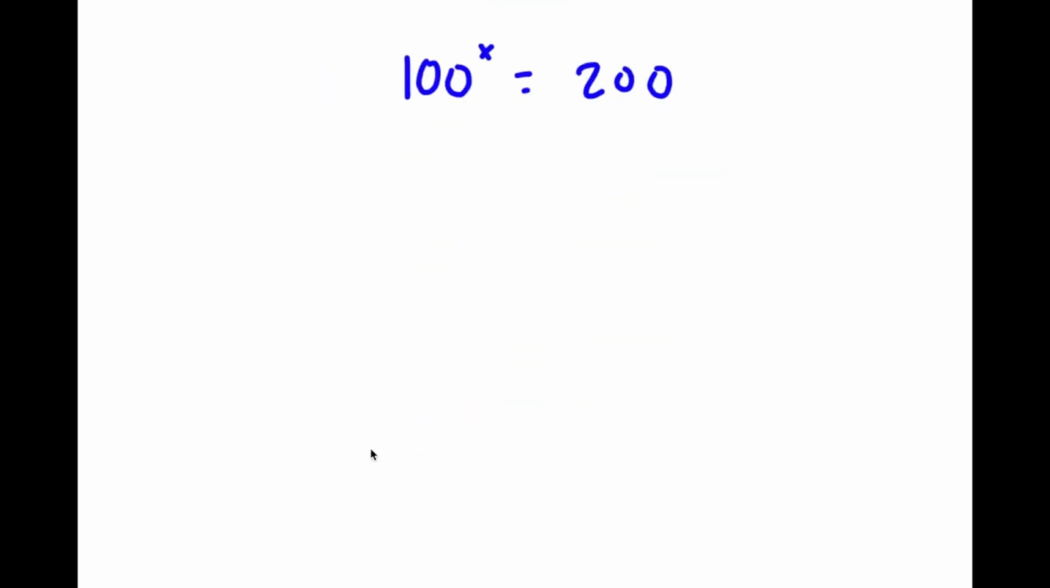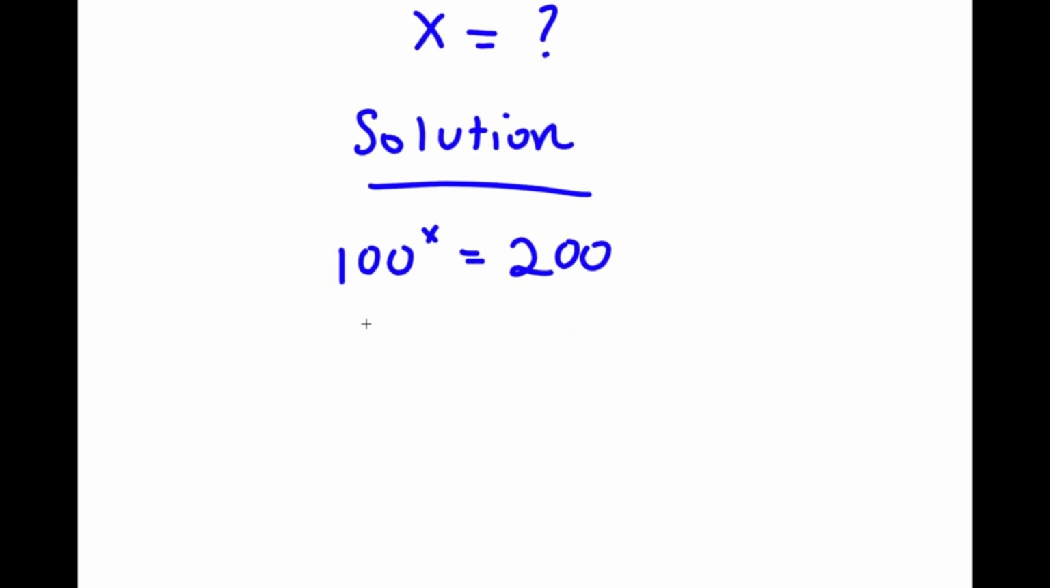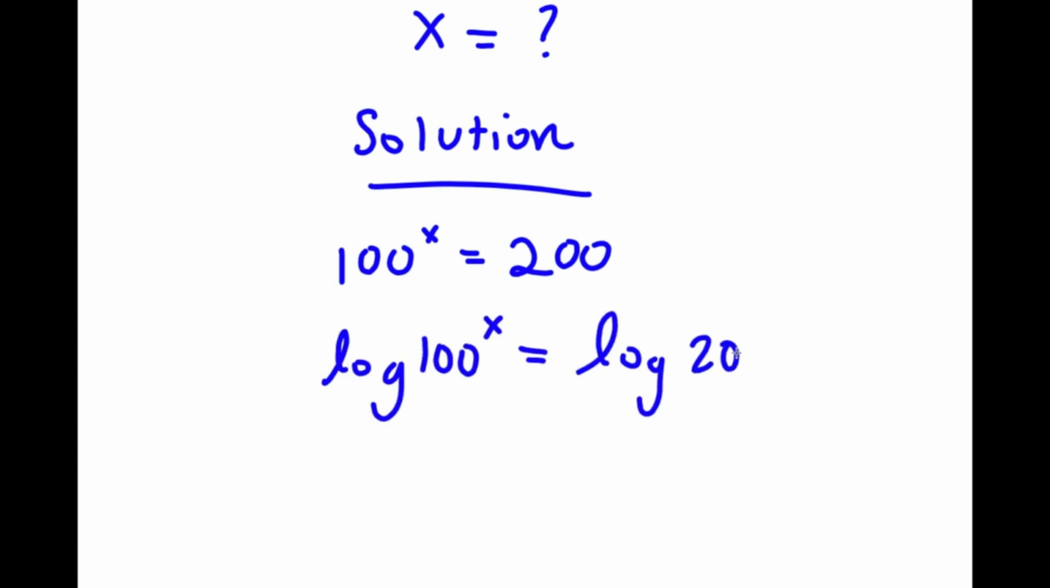Alright, so in this problem, I have 100 to the power of x is equal to 200. So I'm going to find the value of x here. So for my solution, first start with 100 to the power of x is equal to 200. Now I'm going to take the log on both sides. So I have log of 100 to the power of x is equal to log 200.